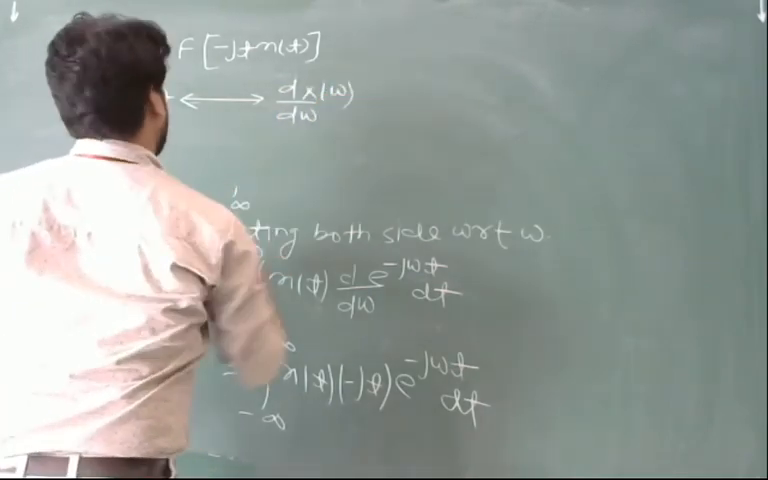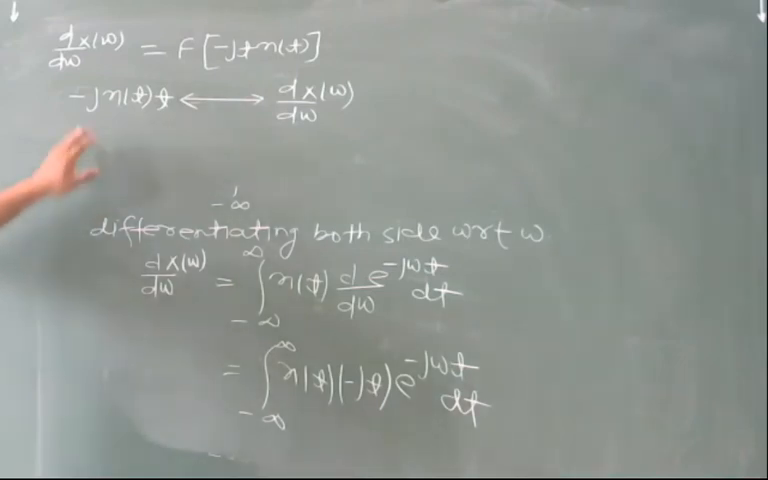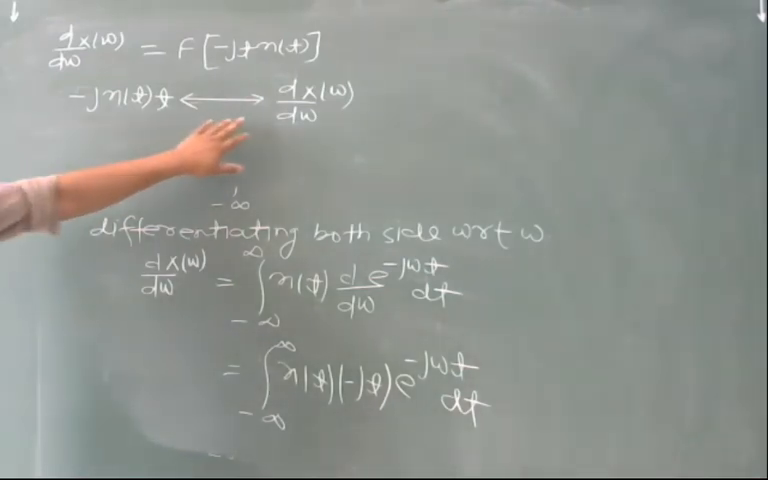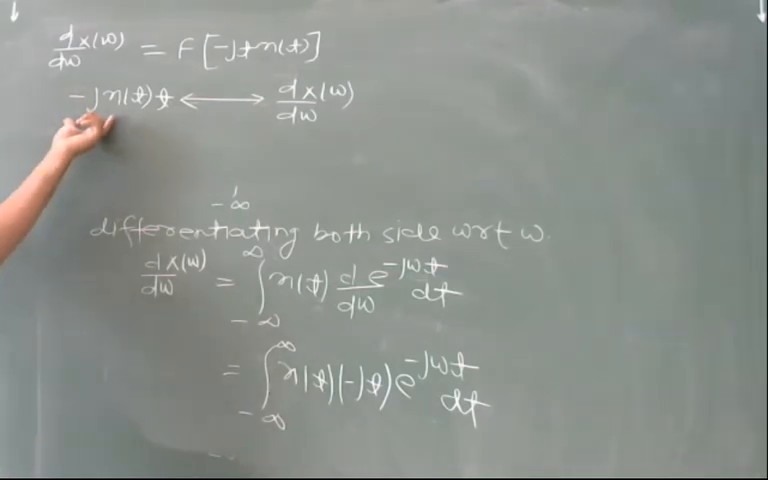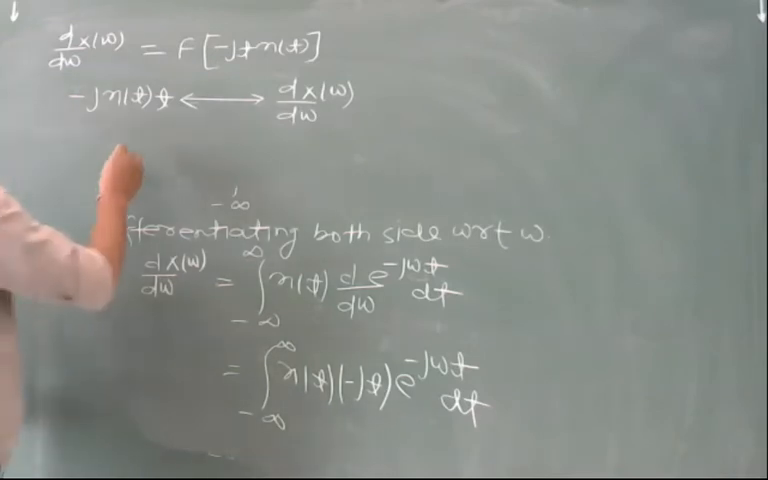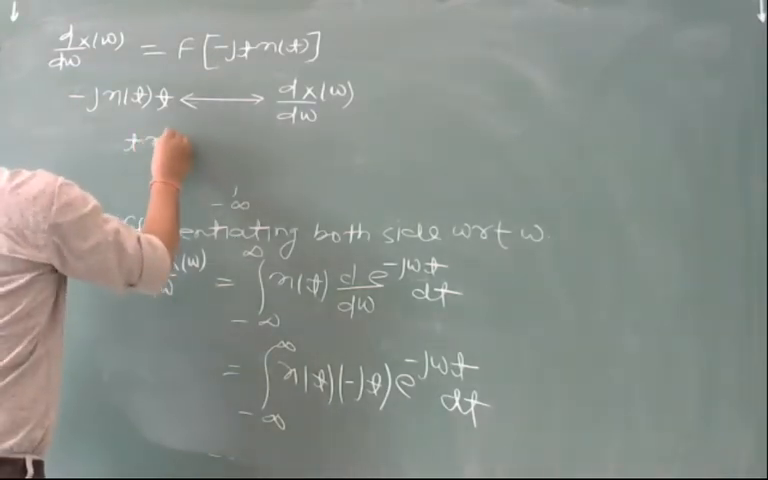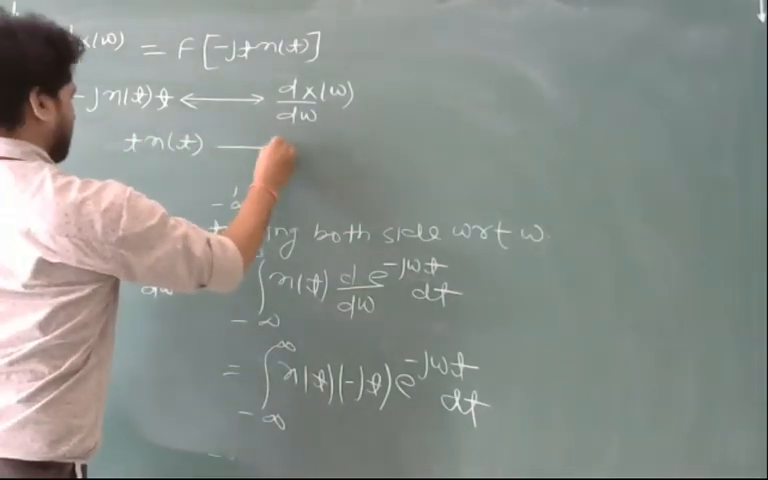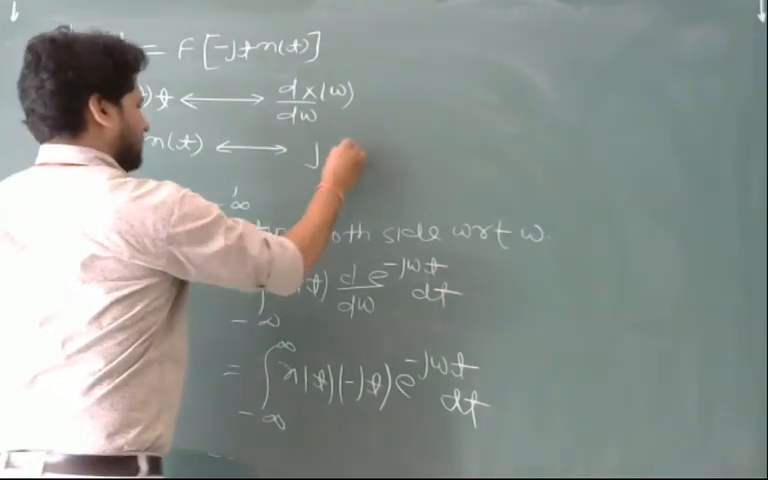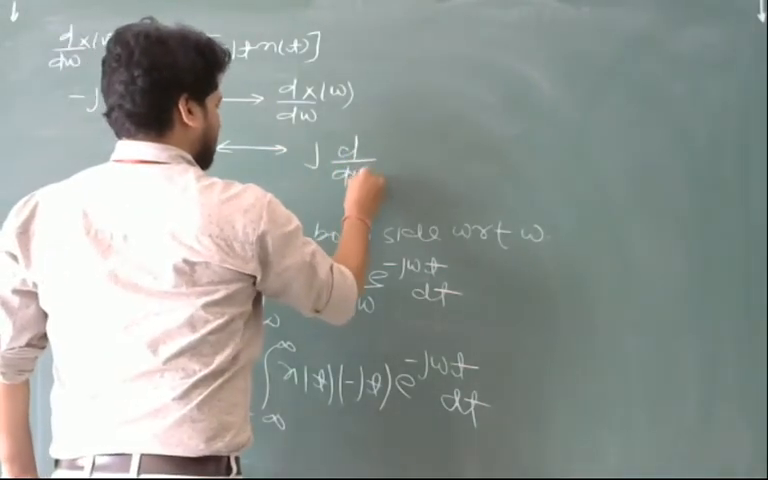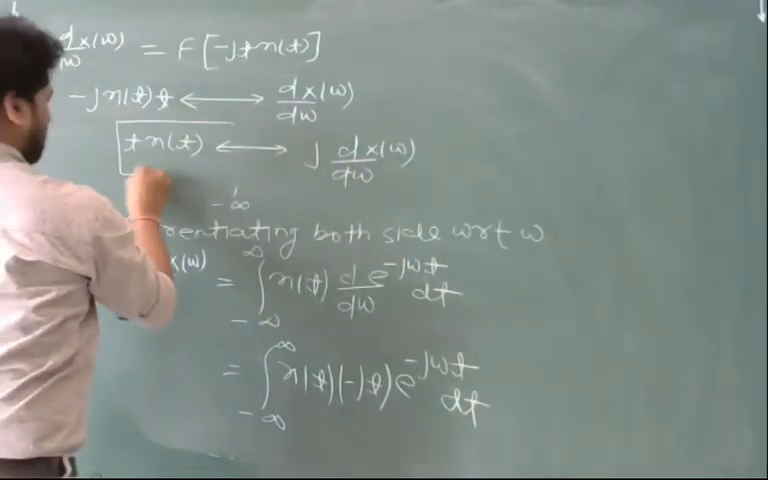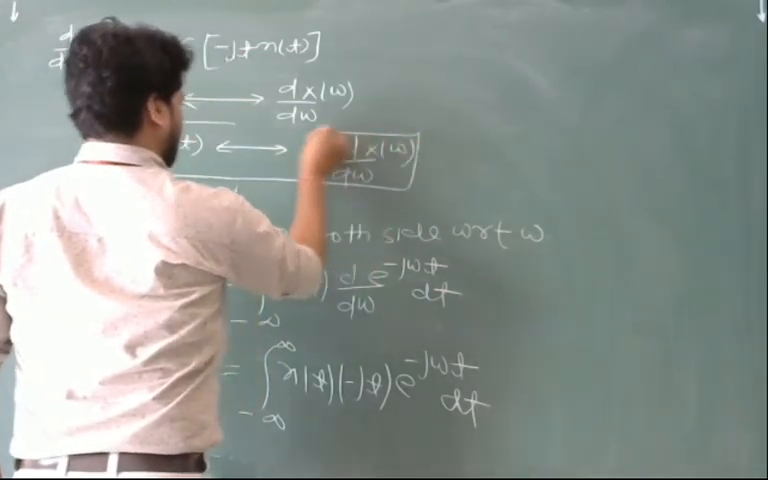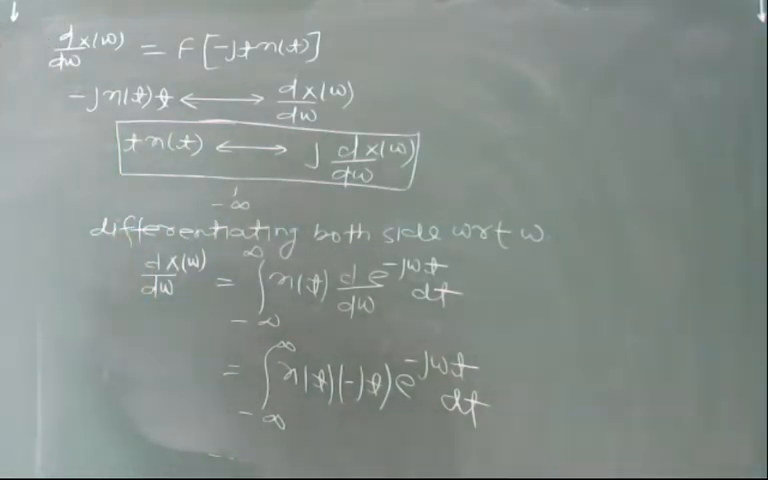Or if we multiply with this quantity j on both sides, this will become j square, means minus 1. One minus is already there, so this will become plus t times x(t). The Fourier transform of t times x(t) is j times d by d omega of X of omega. This is what the frequency differentiation property of the Fourier transform states.